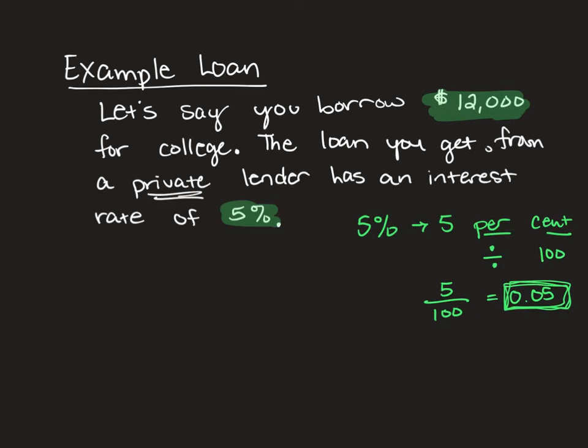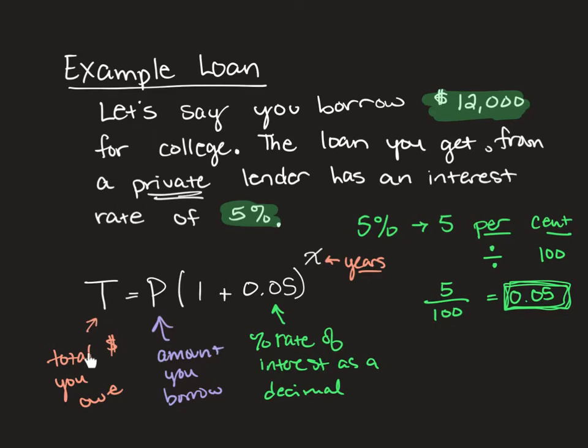And then we're going to use that formula that I introduced yesterday, which is that the total amount of money is going to be equal to the principal, which is your $12,000, times 1 plus that 0.05 to the x. In this case, T means the total amount of money that you owe. P is the amount that you borrow to begin with, so that's going to be our $12,000. The 0.05 is the percent interest rate as a decimal, so 5% is 0.05. And then X is going to be the number of years. This is actually going to get a little bit more complicated when we meet on Thursday or Friday, but for right now, we're just going to leave it like that.